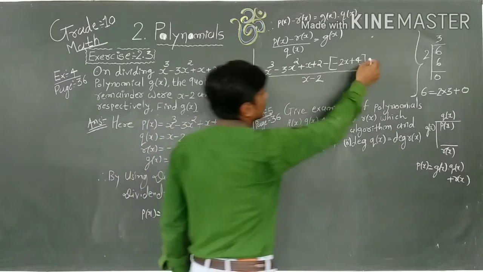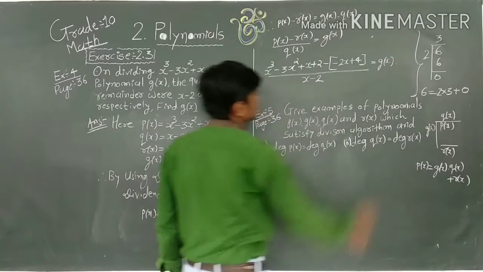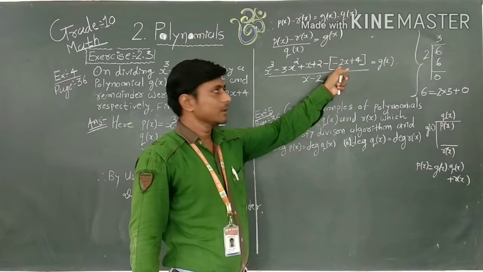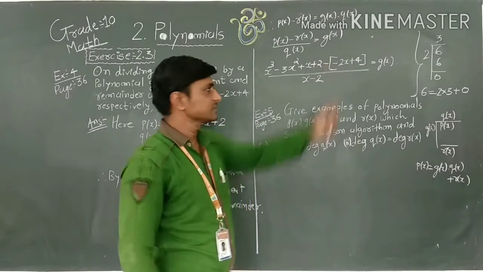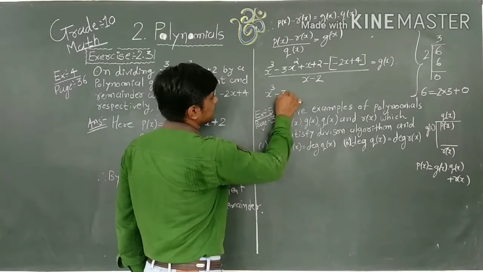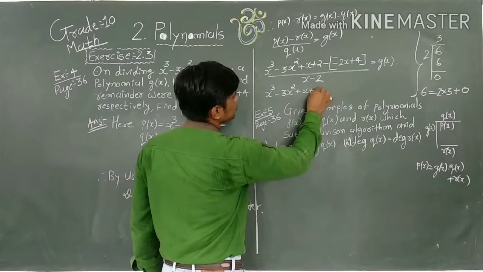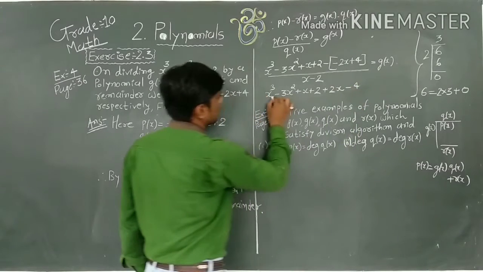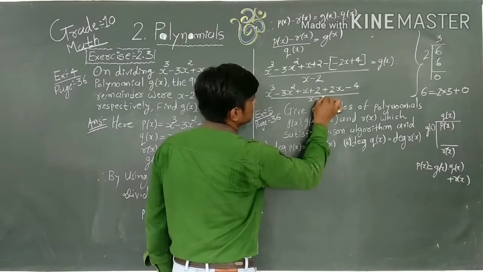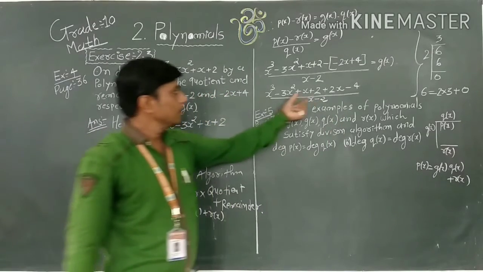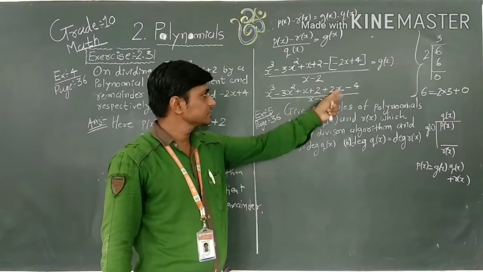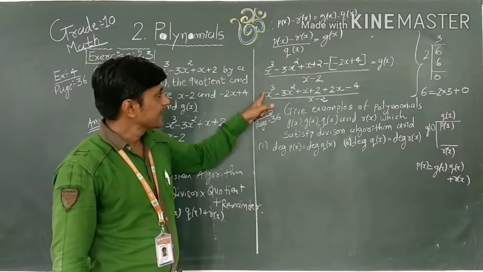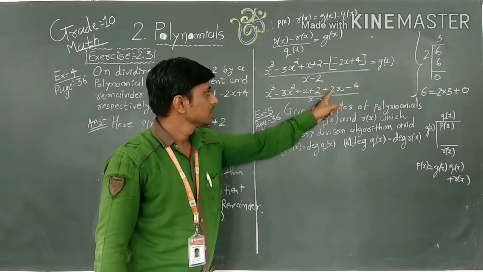We can write g(x) here or there, it doesn't matter. Now open this bracket. When we open this bracket, all signs are changed, because in front of the bracket there is a negative sign. Therefore x cube minus 3x square plus x plus 2 plus 2x minus 4 upon x minus 2. Okay, now how many terms with the x variable? There are two terms, that means 2x plus x becomes 3x and 2 minus 4 becomes minus 2. Therefore we write x cube minus 3x square plus 3x minus 2.